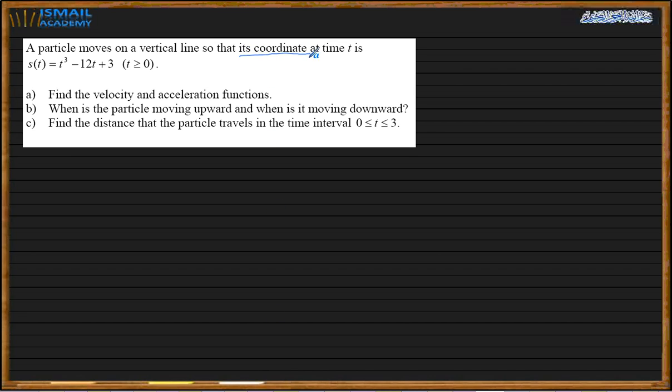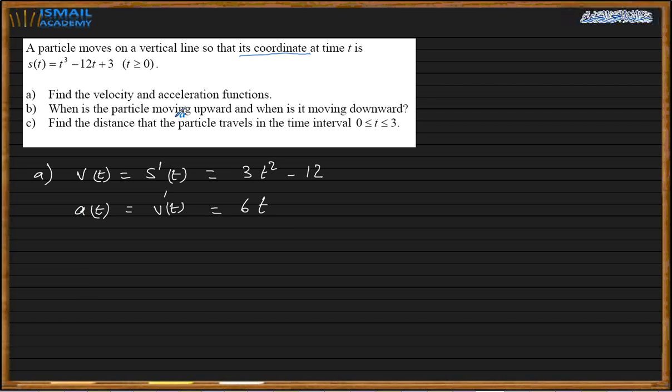If you don't pay attention to that one, you may answer some question wrong. So here they ask me to find out the velocity. So for the velocity, we just need to take the derivative, and for the acceleration, we just take the second derivative. So the velocity v of t is s prime of t, which means 3t squared minus 12, and the acceleration a of t, which is v prime of t, which means 6t. So this is for the first question.